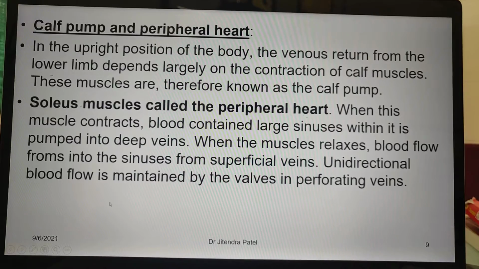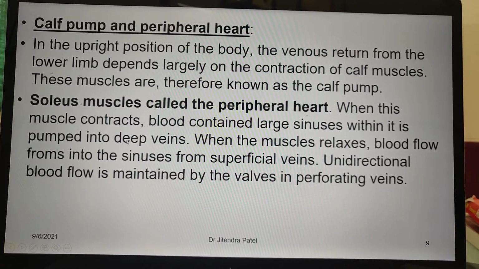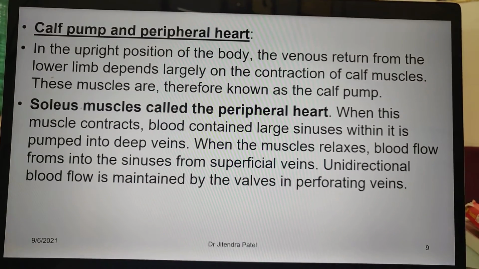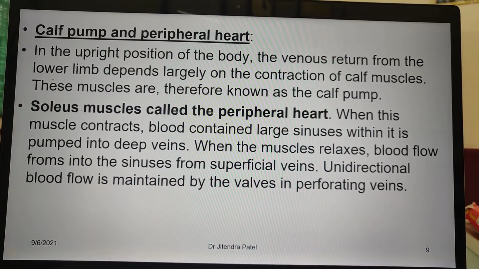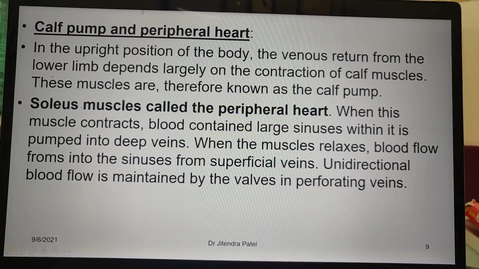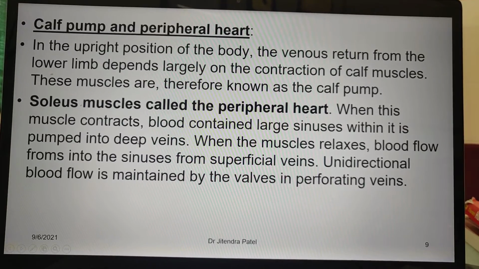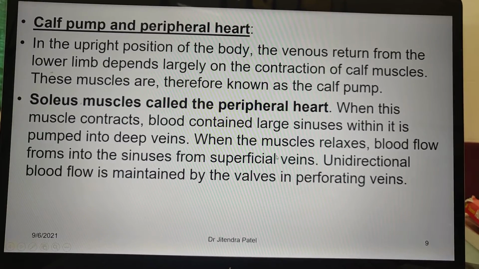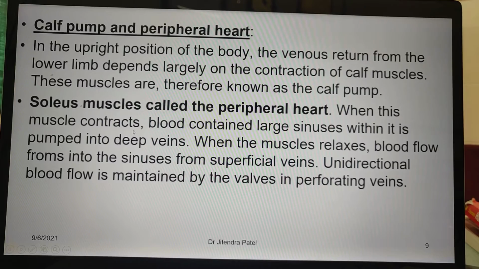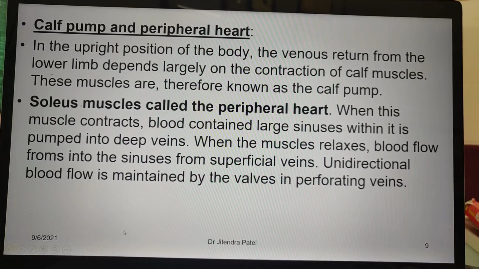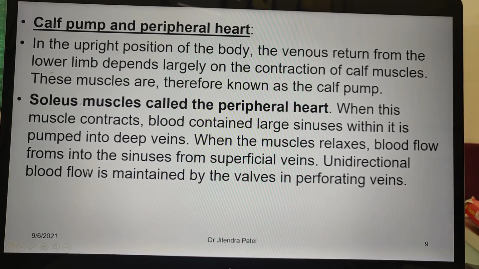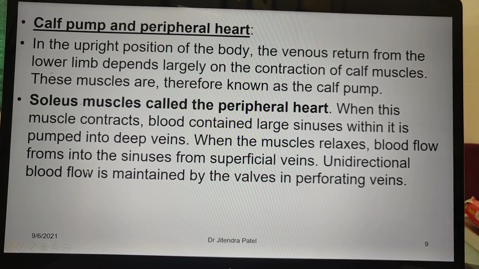What is the calf pump or peripheral heart? The soleus muscle is called the peripheral heart. When the muscle contracts, the blood contained in its large sinuses is pumped into the deep veins. When the muscle relaxes, blood flows into the sinuses from the superficial veins, and unidirectional blood flow is maintained by the valves in the perforating veins. So the soleus is called the peripheral heart.